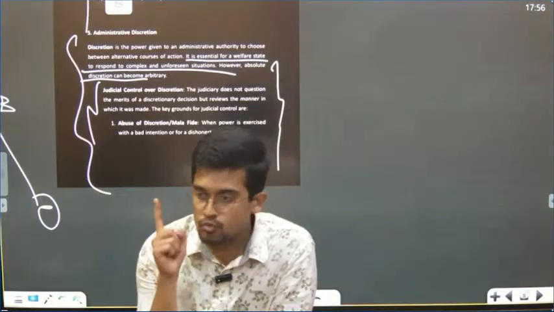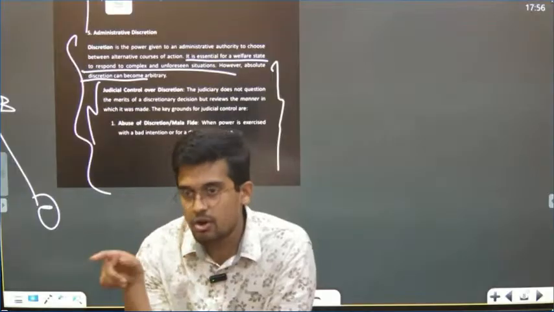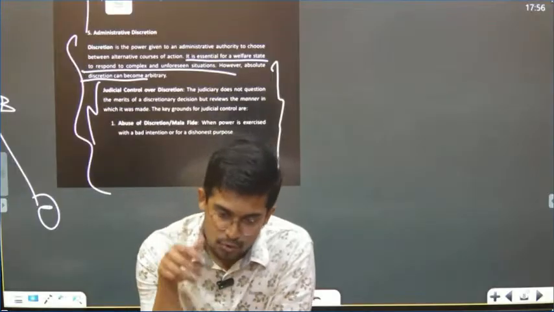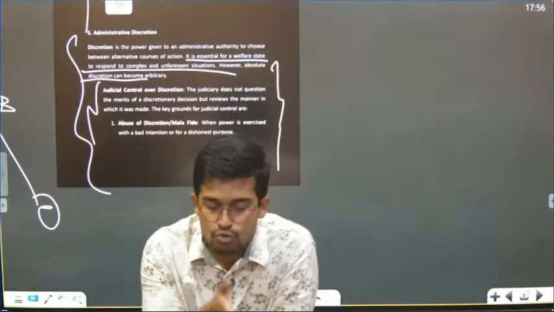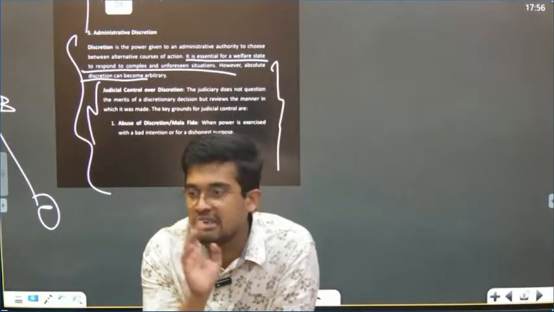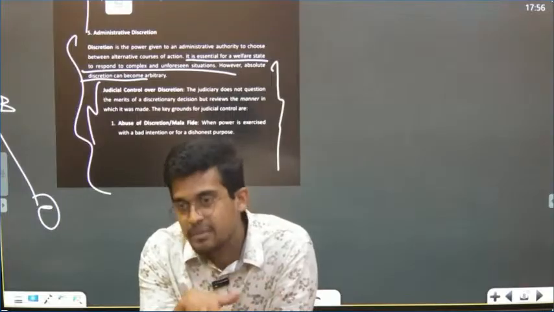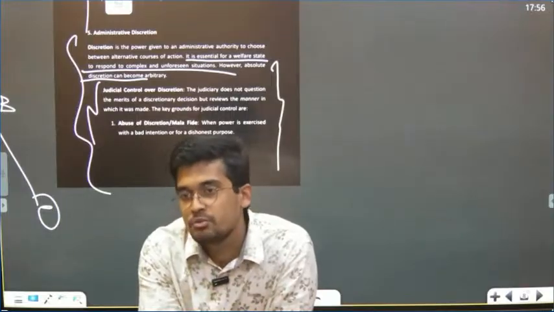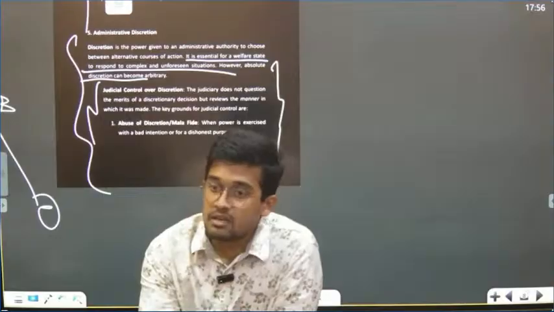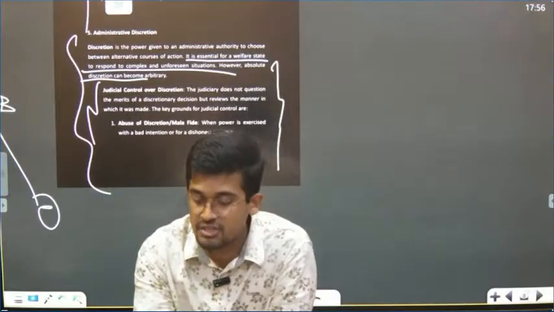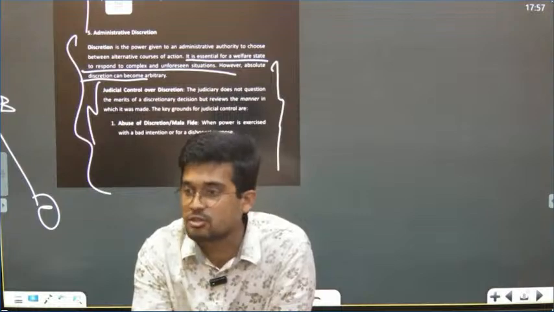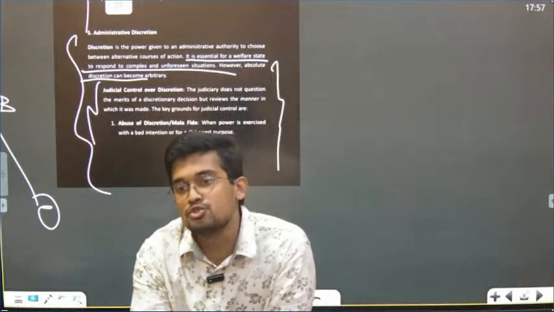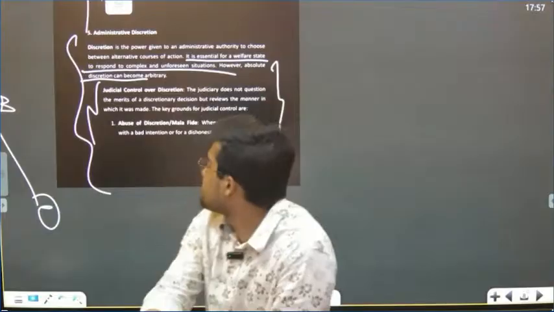Now, when choosing between those two options, option A or option B, the judiciary won't go into why you chose A over B. Basically, they'll only see that the reasoning behind choosing A over B should be constitutional in nature. That is it. So discretionary power is discretionary, but that discretion has to be exercised in a constitutional manner. Constitutional principles must be followed.